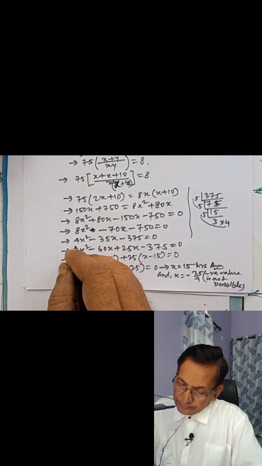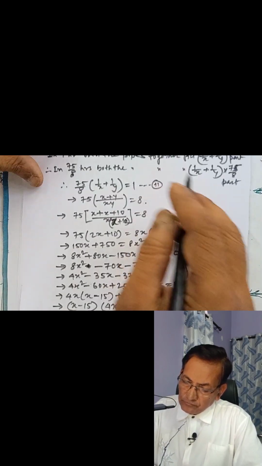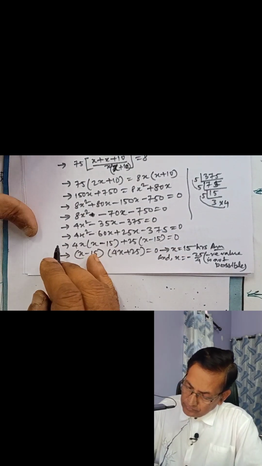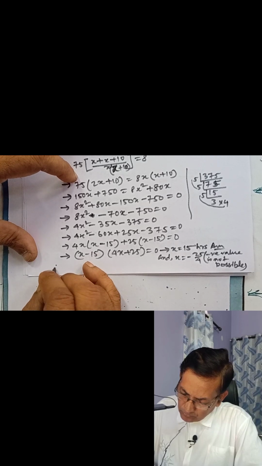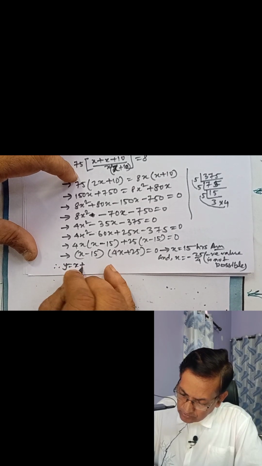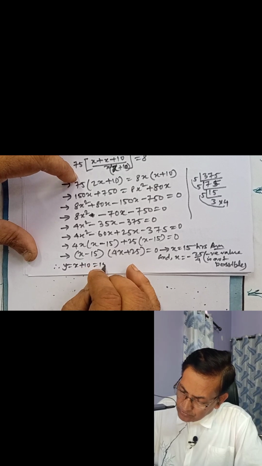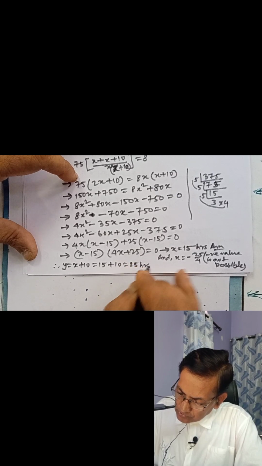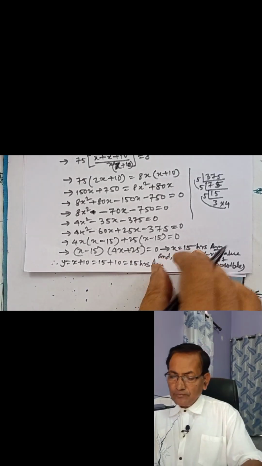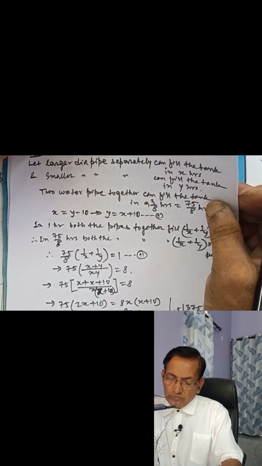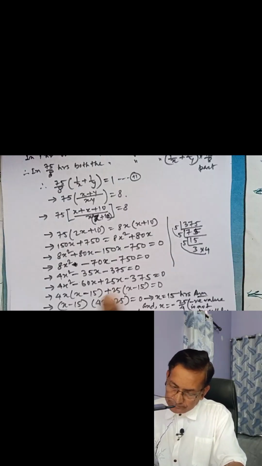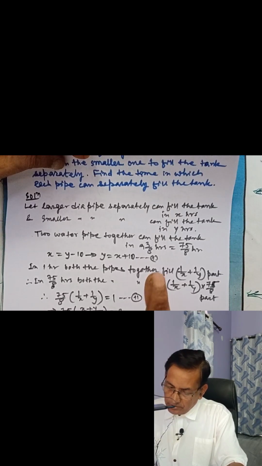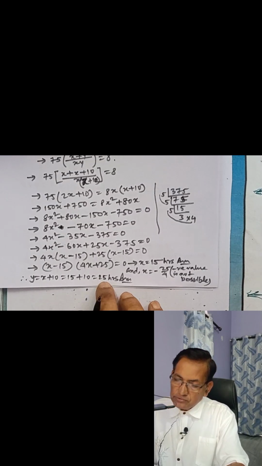Then y, from equation 1, y is equal to x plus 10. Therefore y is equal to 15 plus 10 is equal to 25 hours. This is another answer. So the larger pipe separately can fill the tank in 15 hours and the smaller pipe can separately fill the tank in 25 hours.